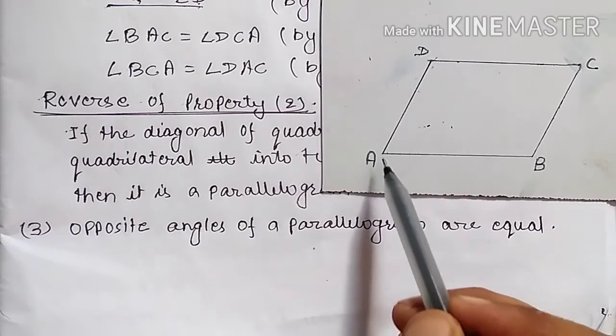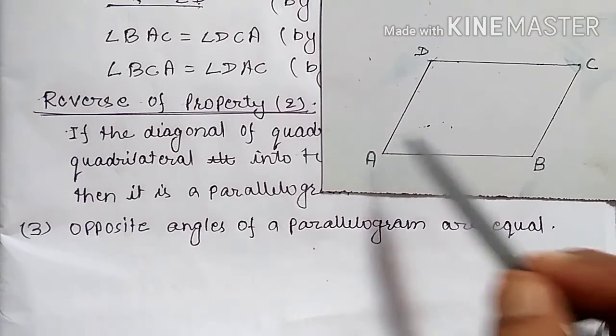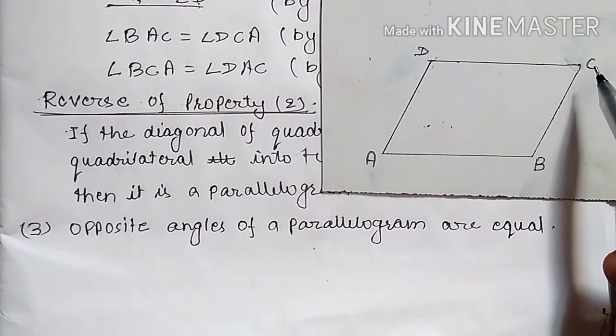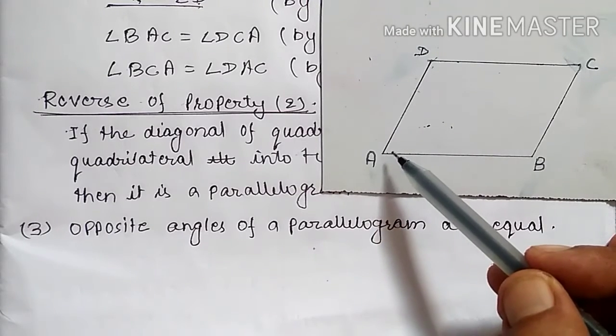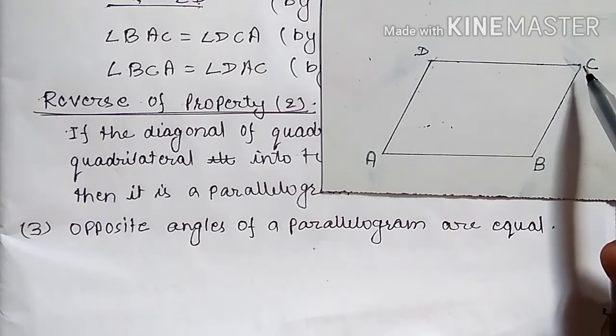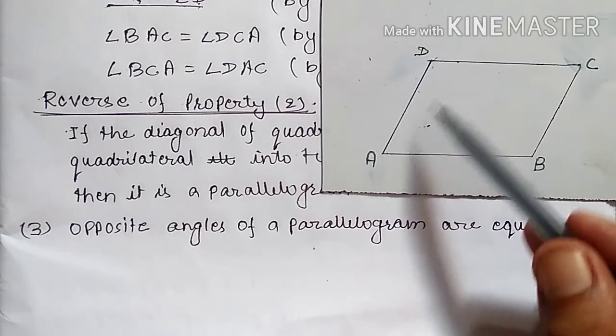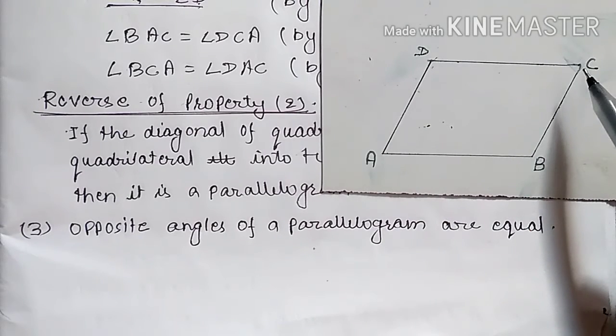It means angle A is equal to angle C. This is the opposite angle of a parallelogram. Opposite angle means आमने सामने का एंगल. A के सामने वाला एंगल कौन सा है, एंगल C, और एंगल B के सामने वाला एंगल कौन सा है, एंगल D. So we can say that opposite angles of a parallelogram are equal.